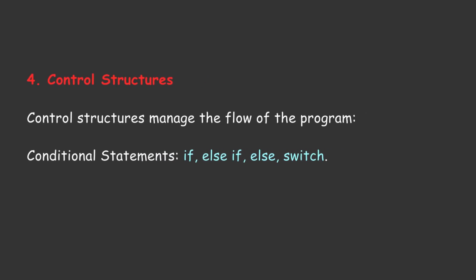Fifth one is control structures. Control structures guide a program's flow. Conditional statements like if and else execute code blocks based on specified conditions. The switch statement selects code to run for multiple options based on a value.